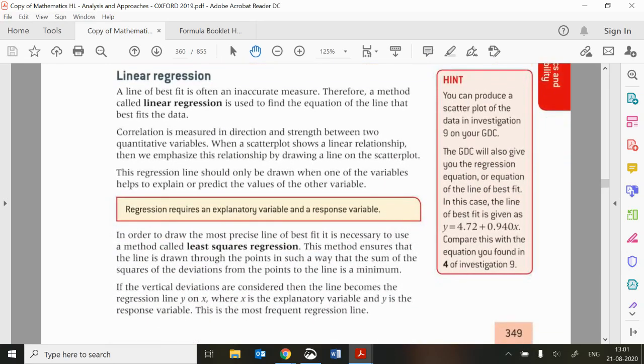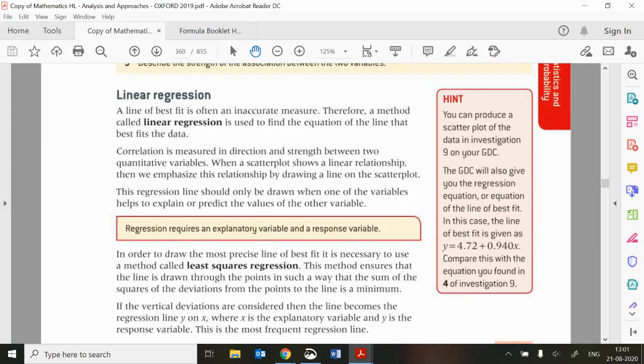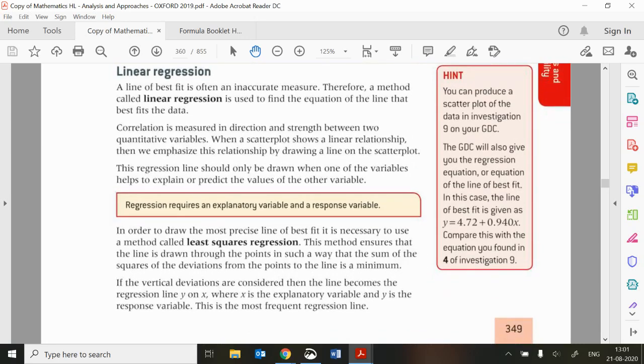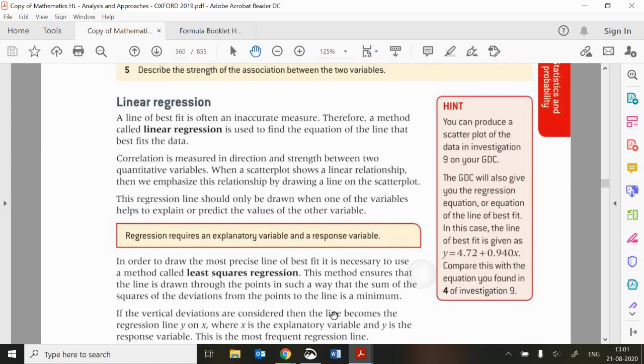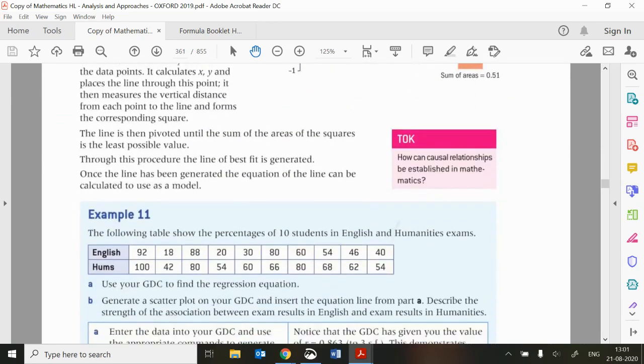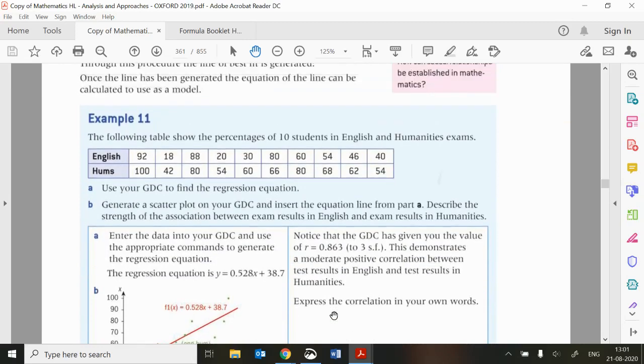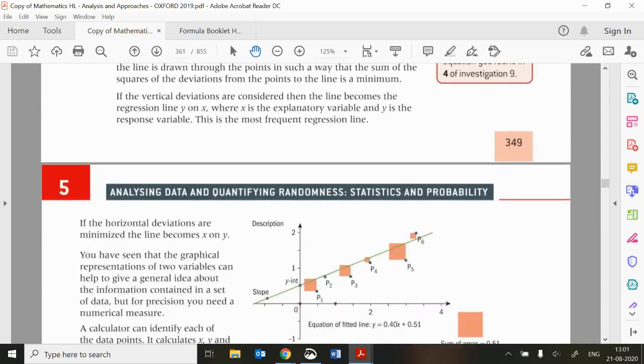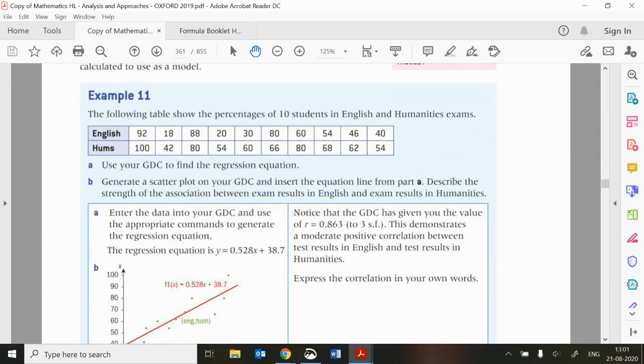And here we go. Regression requires an explanation variable and a response variable. Now it's talking about linear regression. So they're skipping a little bit here, right? It's kind of annoying. So now they're skipping into something else. What we really want to deal with is this Pmcc, right? That's what's really important here.